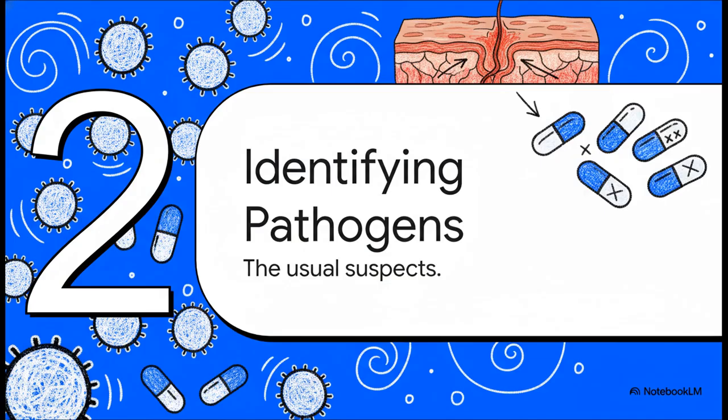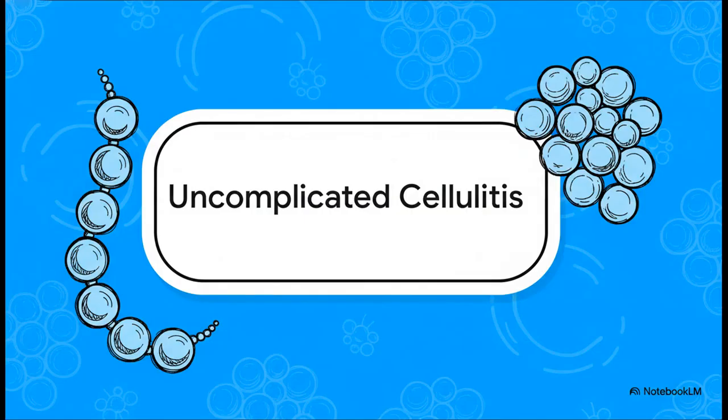Okay, so once we've nailed down the classification of the infection, we can make a really good educated guess about the specific bacteria we need to go after. For your bread and butter non-purulent cellulitis, we're almost always dealing with two main culprits: Streptococcus pyogenes, which you probably know as group A strep, and methicillin-sensitive Staphylococcus aureus, or MSSA. So whatever you pick first has to cover both of these guys.